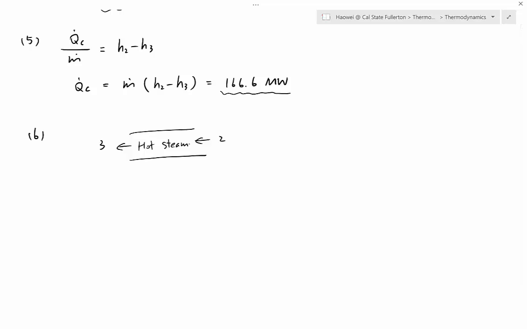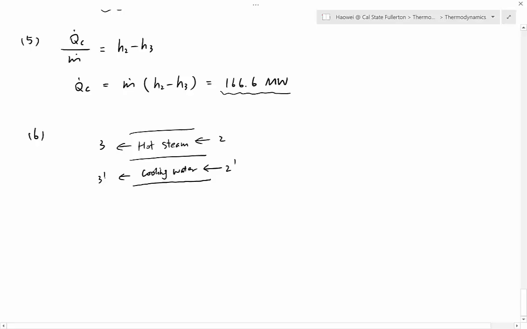The way we cool it down is to let it flow through a heat exchanger. What does the heat exchanger look like? Right next to this hot steam, we put up another pipe. There's another pipe right next to the hot steam, and what's inside is the cooling water. The inlet, let's call it 2 prime. The outlet, let's call it 3 prime.